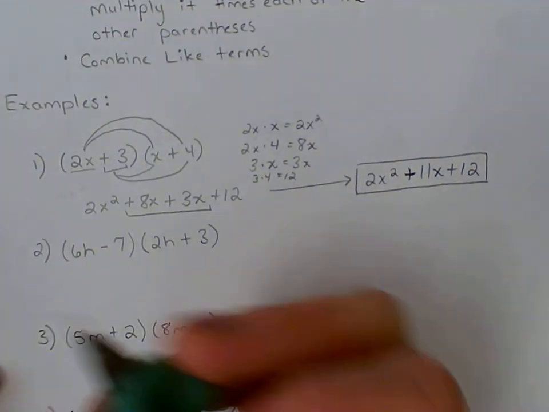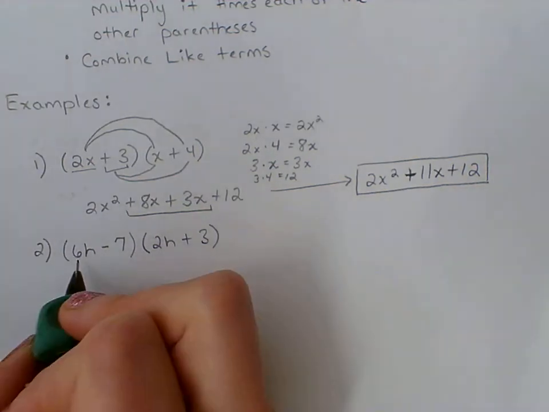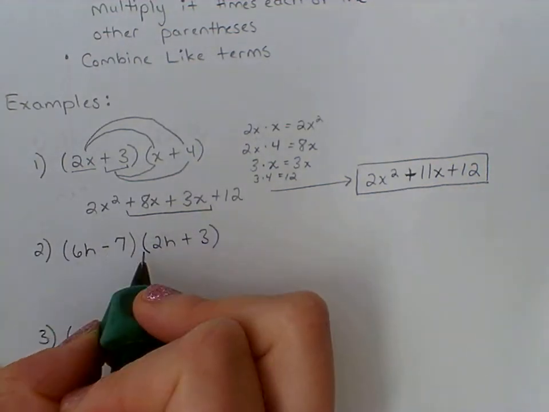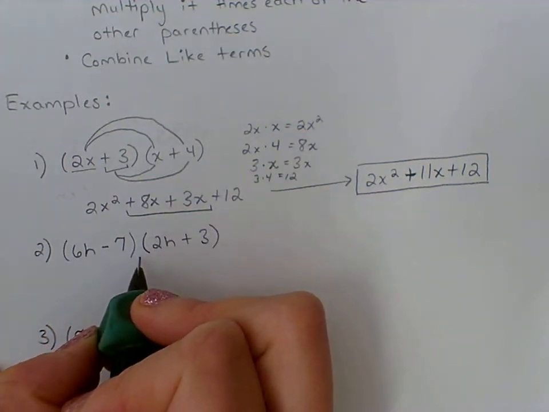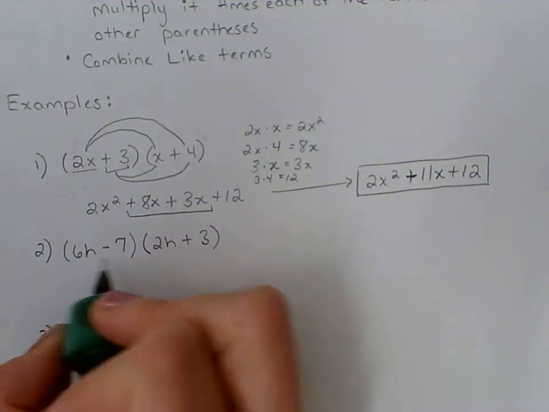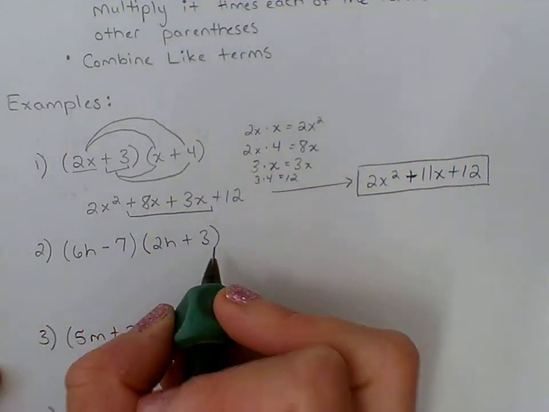Okay, so let's just practice this. So this one, notice you have this parentheses, there's nothing in between that and the other parentheses, so that means you have to multiply. So you're going to take each term in this one times all the terms in that one, okay?